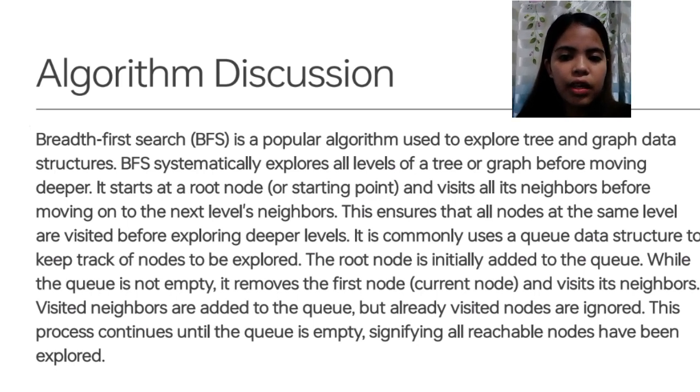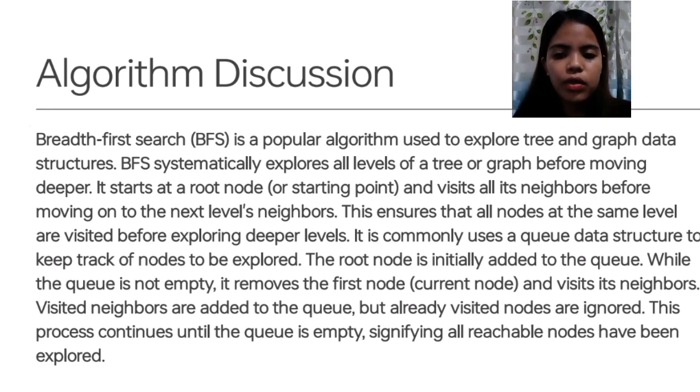It uses a queue to manage nodes, starting with the root node. The algorithm ensures that all nodes at the same level are visited before proceeding to the further levels. By dequeuing the first node, visiting its neighbors, and adding unvisited neighbors to the queue, BFS, or breadth first search algorithm, completely explores the structure. This process repeats until the queue is empty, showing the complete exploration of reachable nodes.